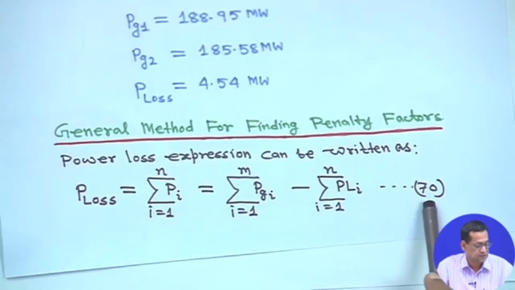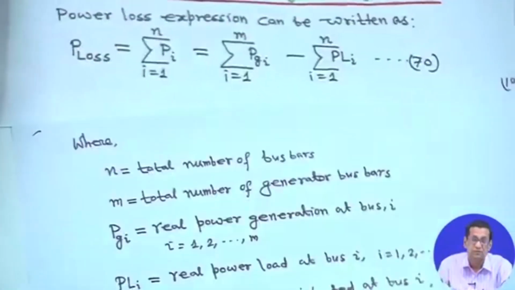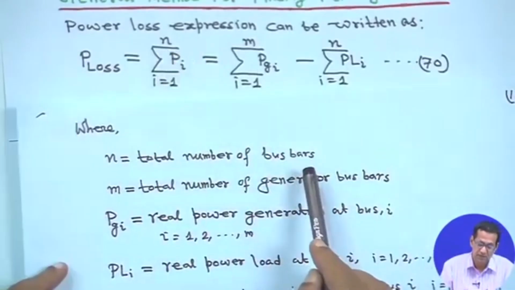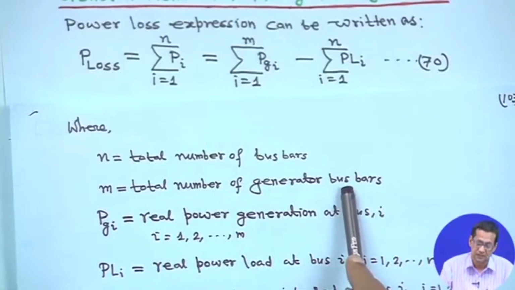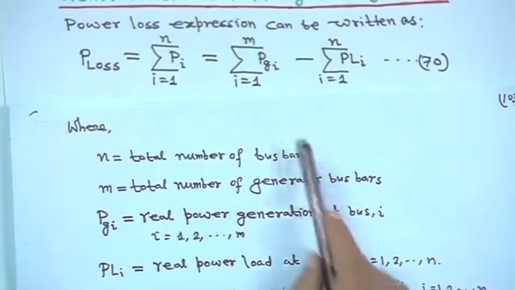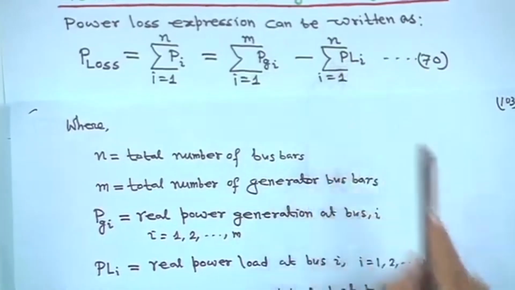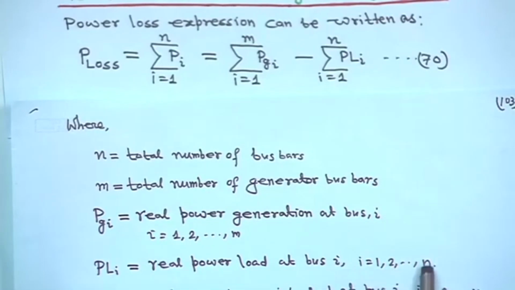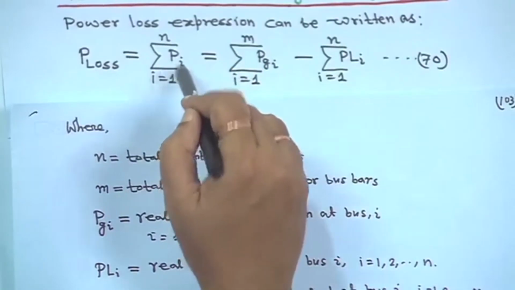Say this equation is number 70, and the nomenclature is also given. In this equation, n is the total number of bus bars, m is the total number of generator buses, I mean buses where generators are connected. P g i is the real power generation at bus i, this is known to you, and P l i is the real power load at bus i. For generator buses i is equal to 1 to m, and for load buses i is equal to 1 to n, and P i is the net real power injected at bus i.